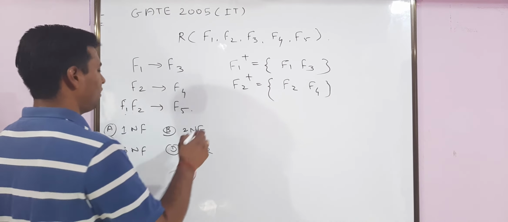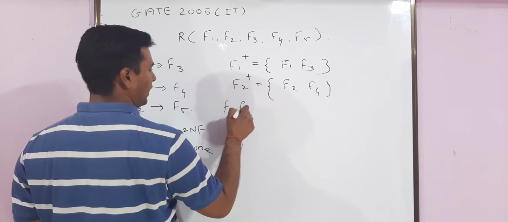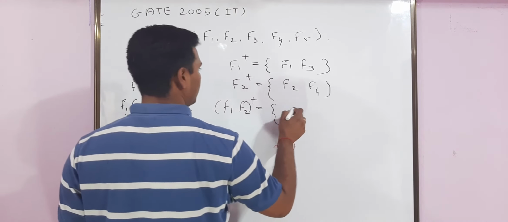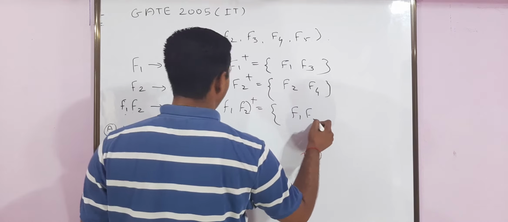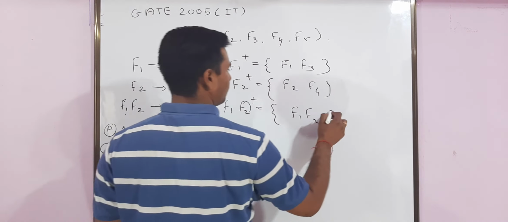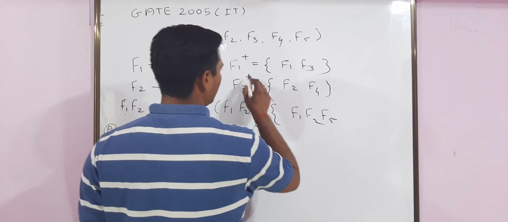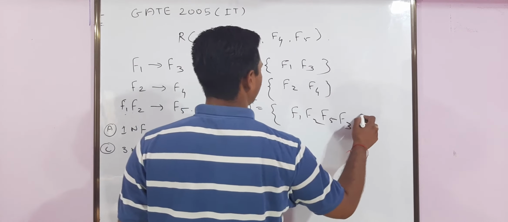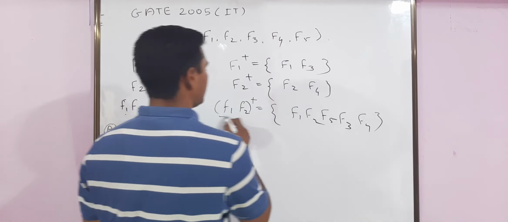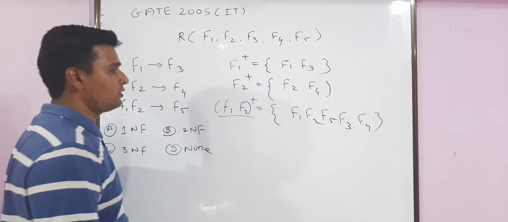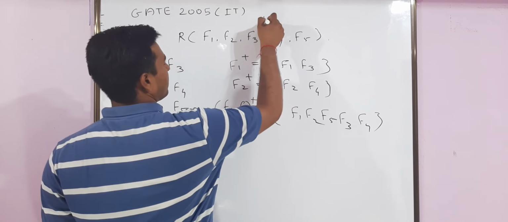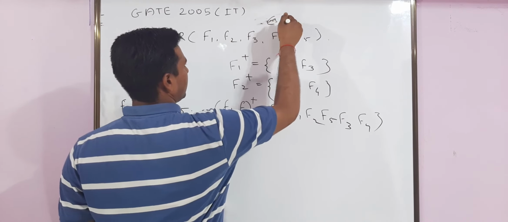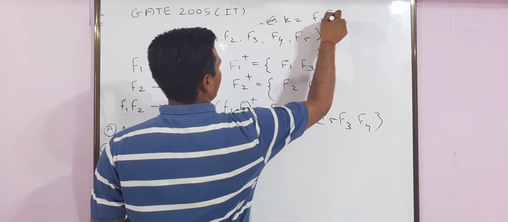Now if we find F1, F2 closure, then we get all the attributes, because F1, F2 determines F5 by default. Then again F1 determines F3 and F2 determines F4. In this way we can determine all the attributes. So F1, F2 is the primary key, or you can say the candidate key. So the candidate key is F1, F2.